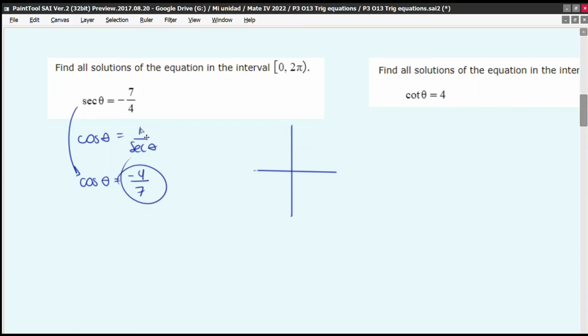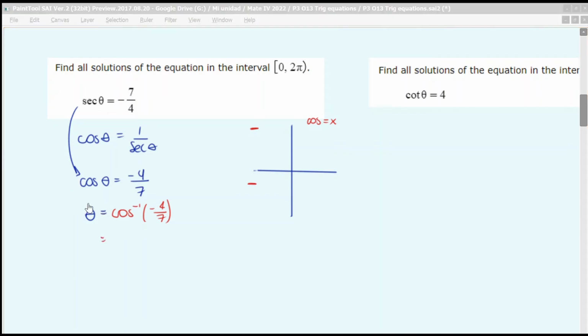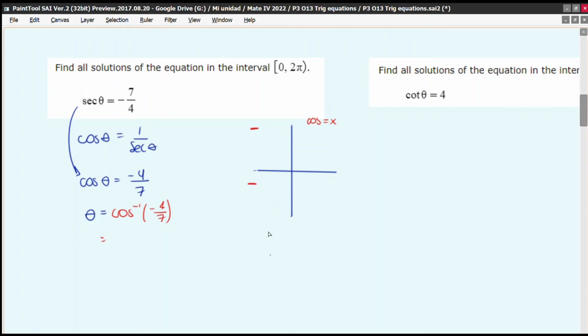Why? Because my solution for this equation is negative. Cosine is negative because cosine equals x. Cosine is negative in the second and third quadrant. So, first off, let's find the reference angle or the solution given by the calculator. By now, we should know that theta equals cosine inverse of minus 4/7. So I'm going to plug that into the calculator, and according to the calculator, this is 2.18.